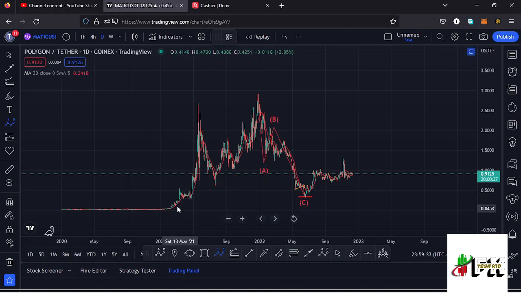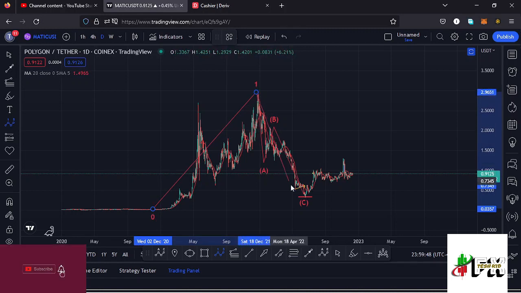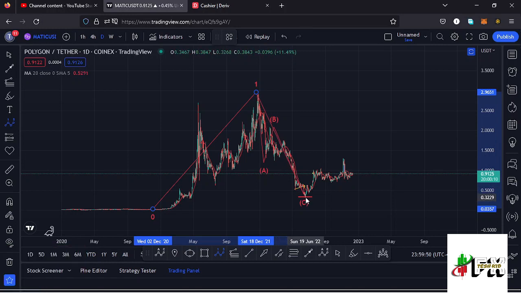So Polygon Matic, from these low prices that we had been trading within, we saw a very nice bounce to the upper side, making it to an all-time high at around the $2.9 mark in a movement that I'm terming as a higher Elliott wave count 1 to the upper side. After seeing the all-time high, we had been seeing lower prices in this massive ABC corrective structure, which took us back to around the $0.31 mark in a movement that I'm terming as a higher Elliott wave count 2.